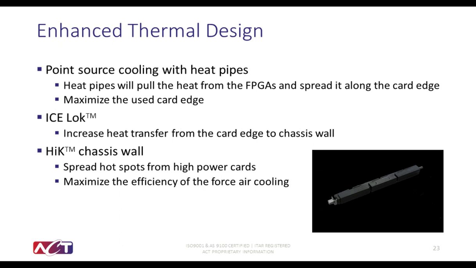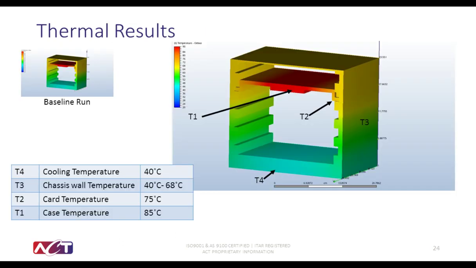Our first enhancement will be applying the ICE-Lok. This is the easiest retrofit and can often provide you with 5 to 10 degrees C better heat transfer across that interface. Our thermal results show that T1 was reduced by 5 degrees Celsius due to that increased heat transfer capabilities of the ICE-Lok, where there is a delta T of 7 degrees Celsius across the wedge lock system.